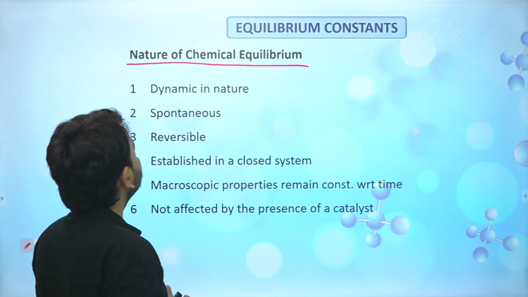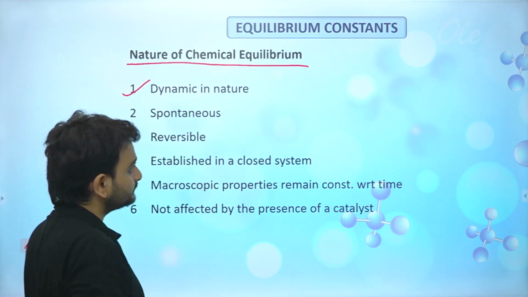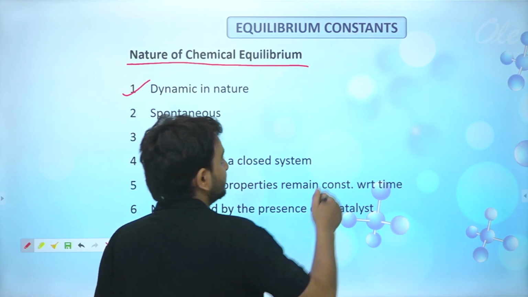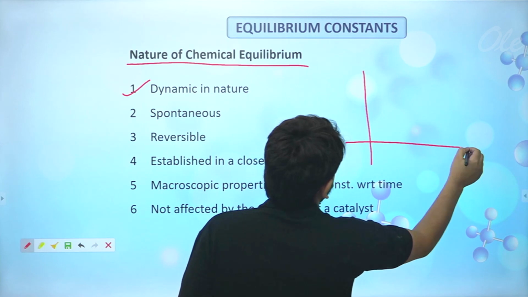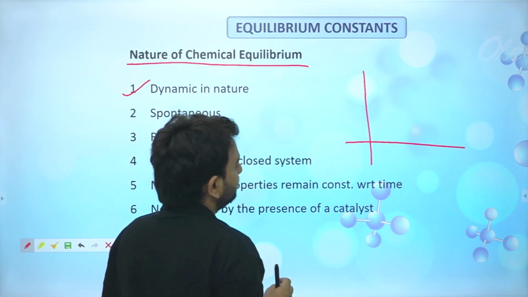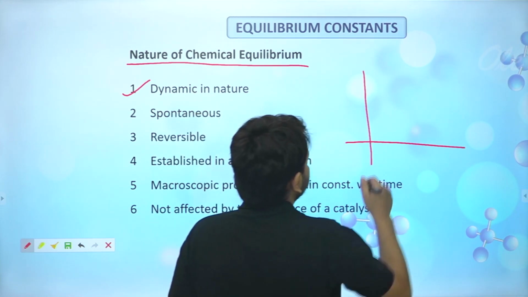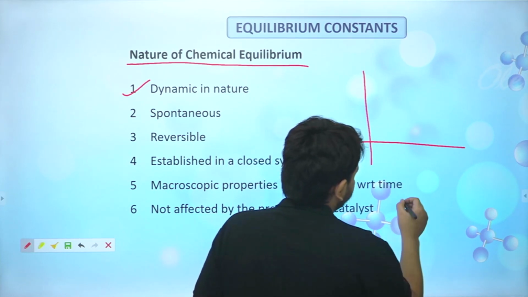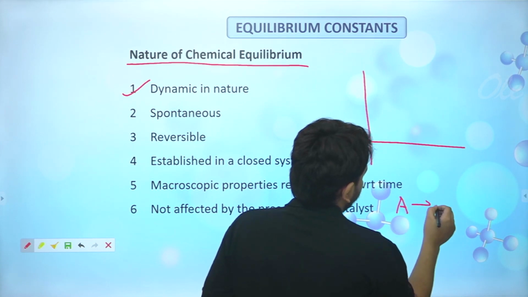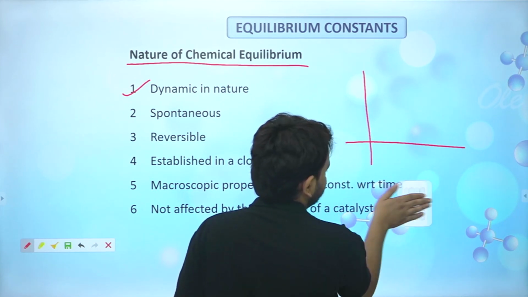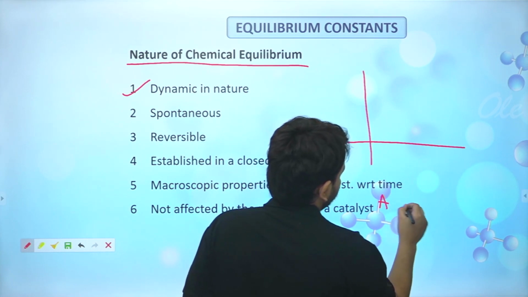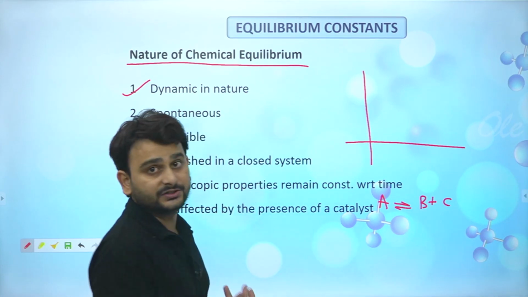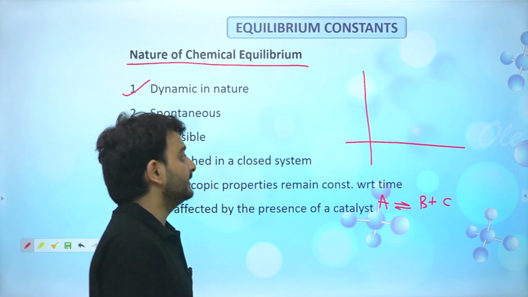What is the nature of chemical equilibrium? It's dynamic in nature, which means it can be established at different temperatures. So one thing you should know: for example, let's say there is one reactant, and I'll write this again, there are two products, and you want to know the stoichiometric coefficients of the reactants and the products.